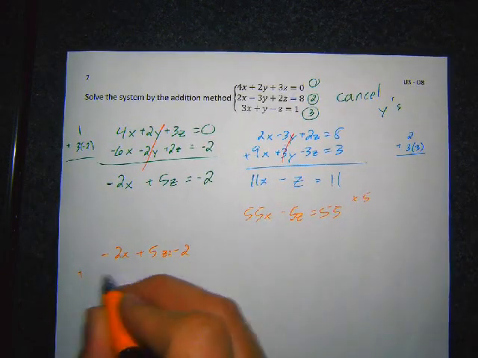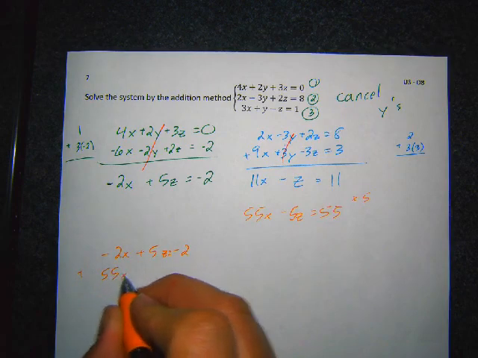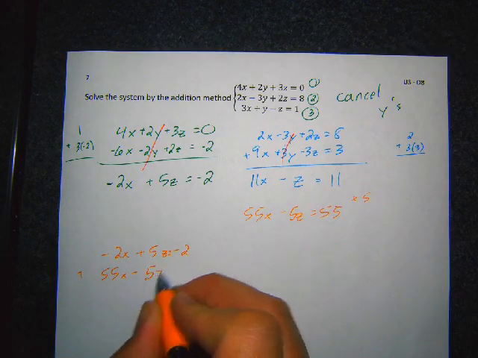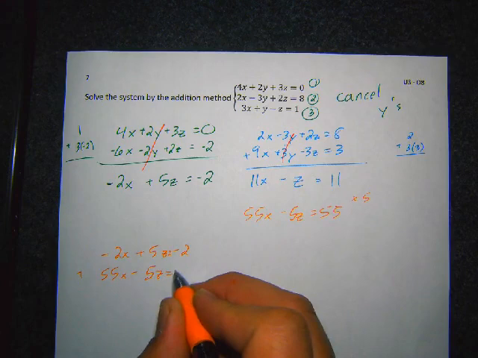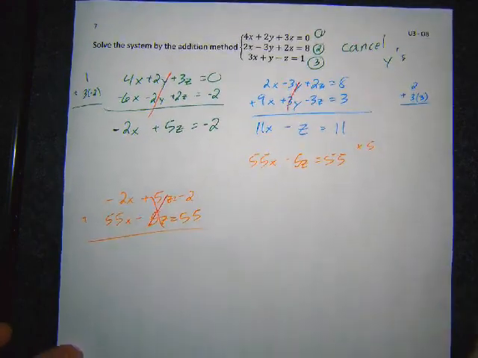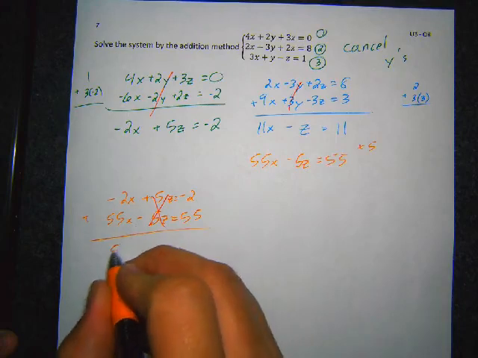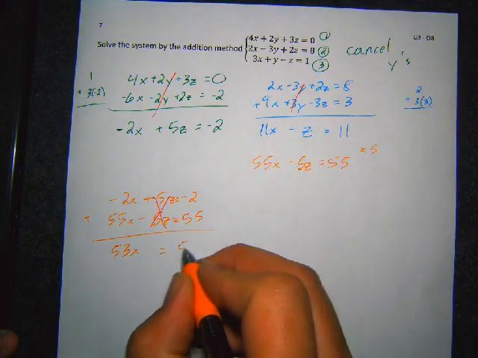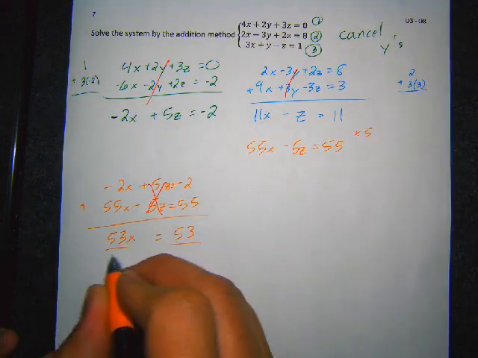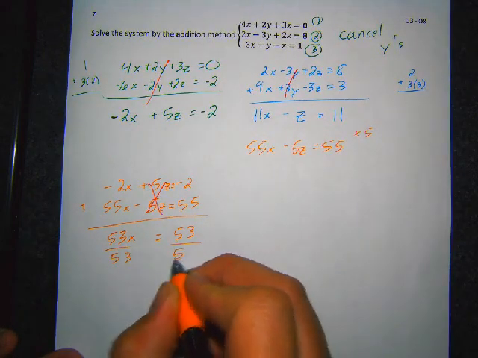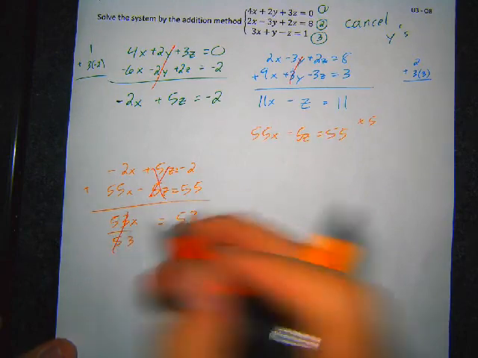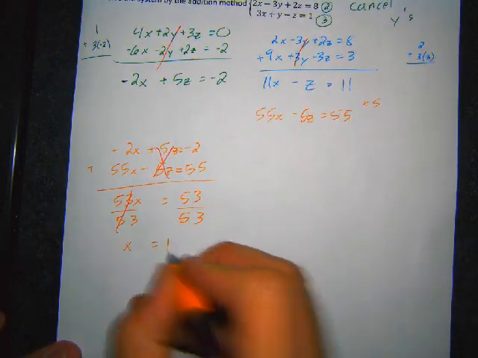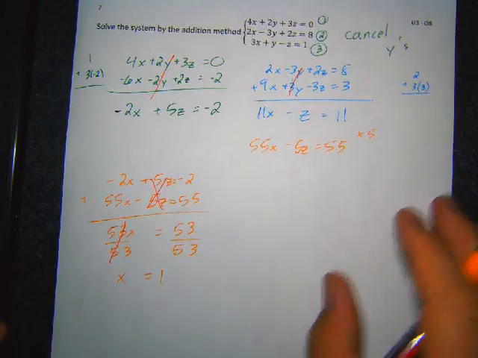I'm going to add the 55x minus 5z equals 55. So the z's cancel. -2 plus 55 is 53x equals, and -2 plus 55 is 53. Divide both by 53. And we can see that x is 1. So that's our first one. We got x is 1.